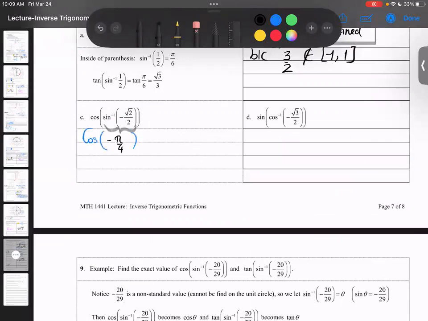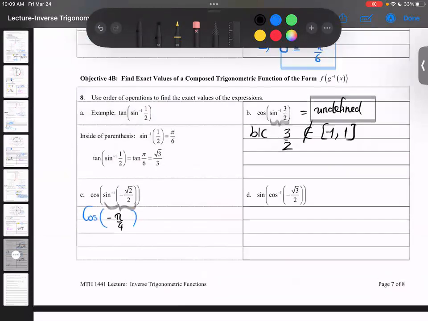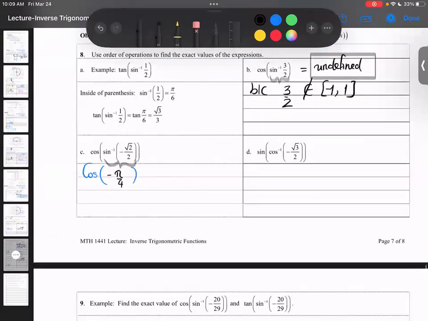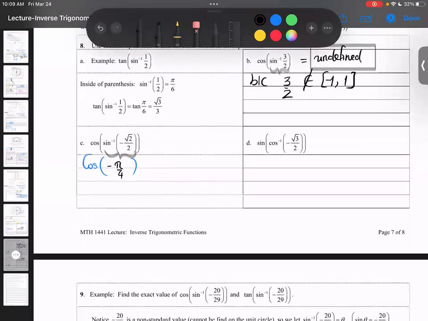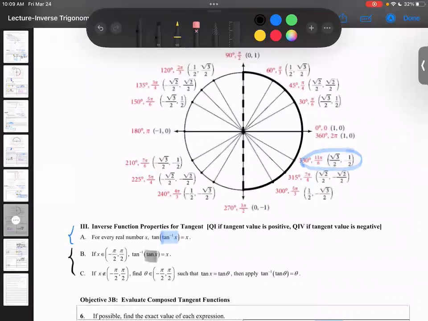What's cosine of negative pi over 4? Let's talk about it: they didn't restrict the domain. Cosine is periodic, with infinitely many solutions. Let's restrict to 0 to 2 pi, okay? What's cosine of negative pi over 4? Yeah, root 2 over 2.